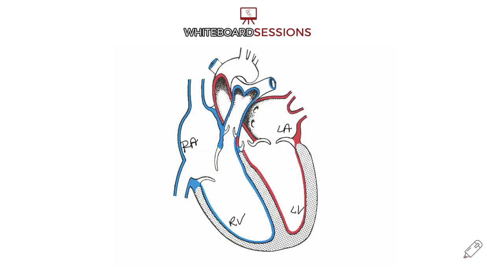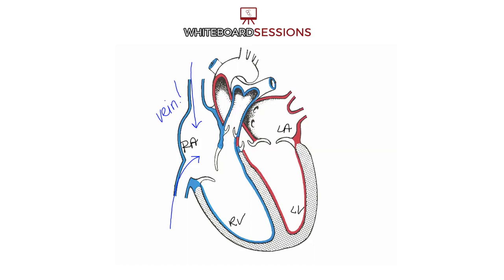So what happens when blood comes into the heart? It comes in through the vena cava. Now, is this an artery or a vein? It's a vein. Anything that's coming into the heart is considered a vein. Any vessel leaving the heart is considered an artery. So let's go ahead and talk about where this blood flows.